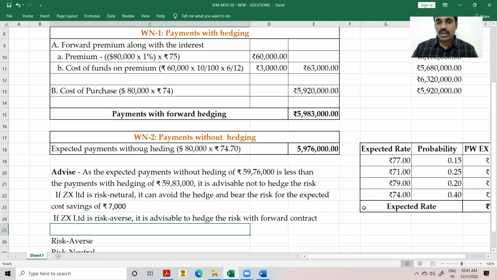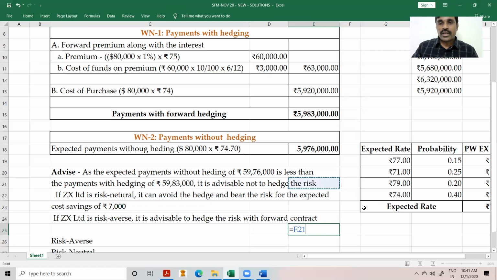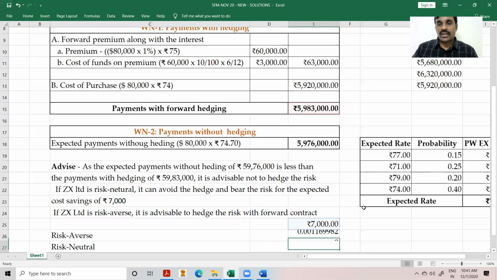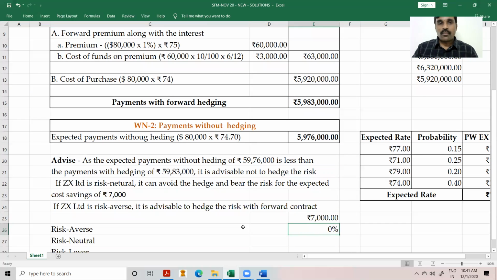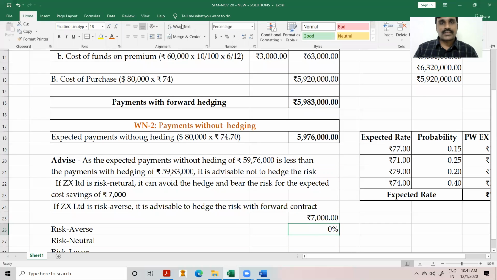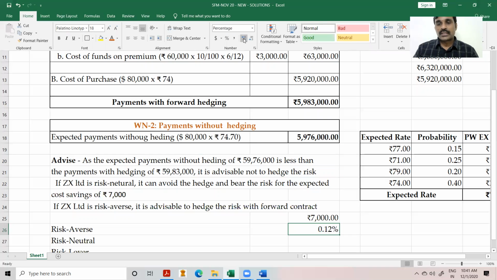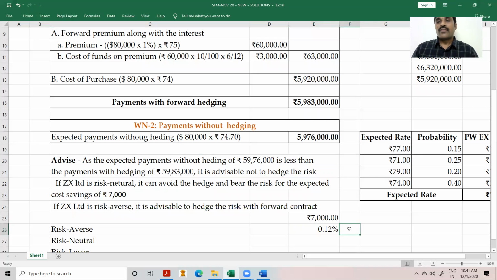Why hedge the risk? Because they are risk averse. That means they don't want to take the risk. They are ready to sacrifice the profits. If you look at this point, 59,83,000 minus 59,76,000 is 7,000. What is 7,000 out of this 59,83,000 in percentage? It is a very small percentage, 0.12%. That means our cost will be increased by 0.12%.